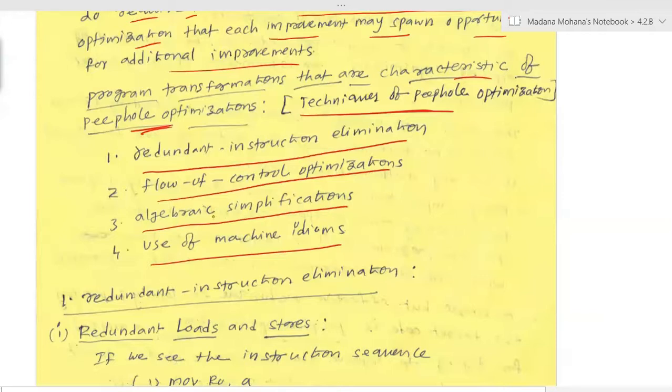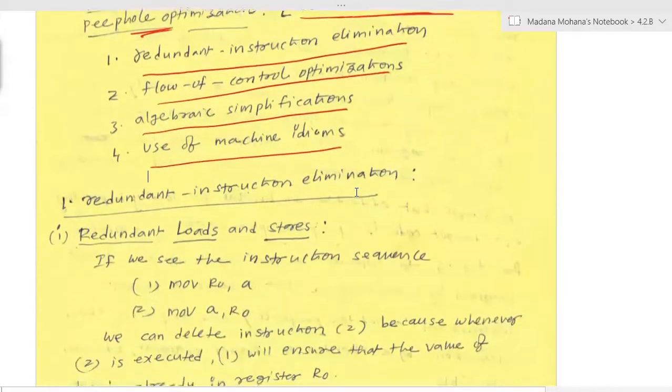This algebraic simplification we discussed earlier, in optimization of basic blocks, algebraic identities, algebraic simplification. The same we will use here also. In code optimization, some of the transformations are repeated in all techniques, so algebraic simplification is applicable in all cases. Now we will see one by one. First one, redundant instruction elimination.